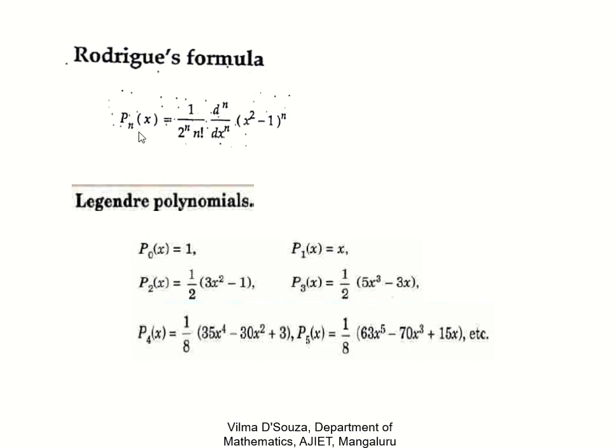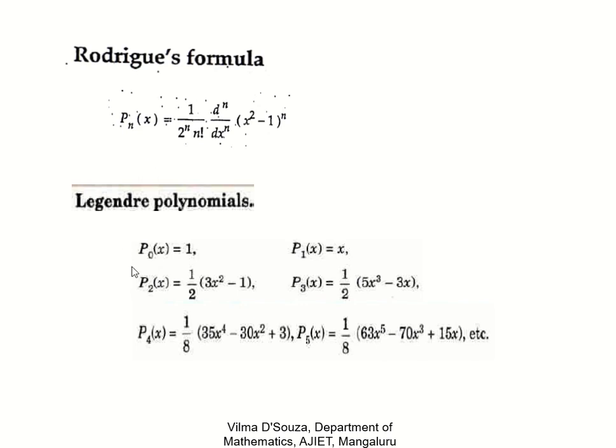When n equal to 1, you will get P1 of x. P1 of x is equal to 1 by 2 to the power 1, that is 2, into 1 factorial, that is 1. So 1 by 2 into d by dx of x square minus 1. What is the differentiation of x square minus 1? 2x. So 1 by 2 into 2x is simply x.